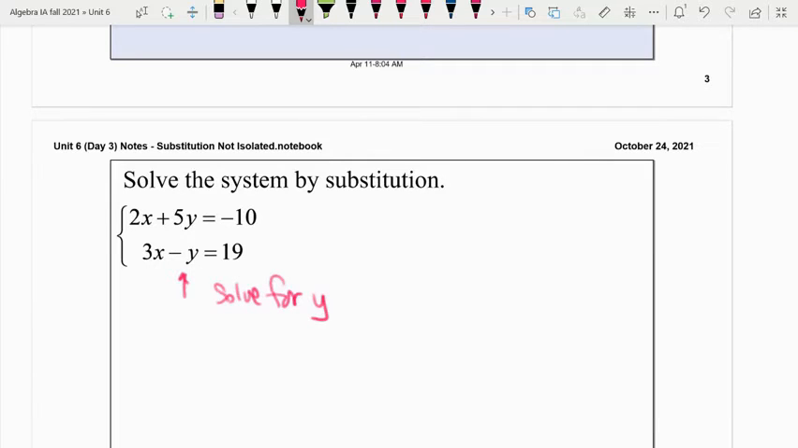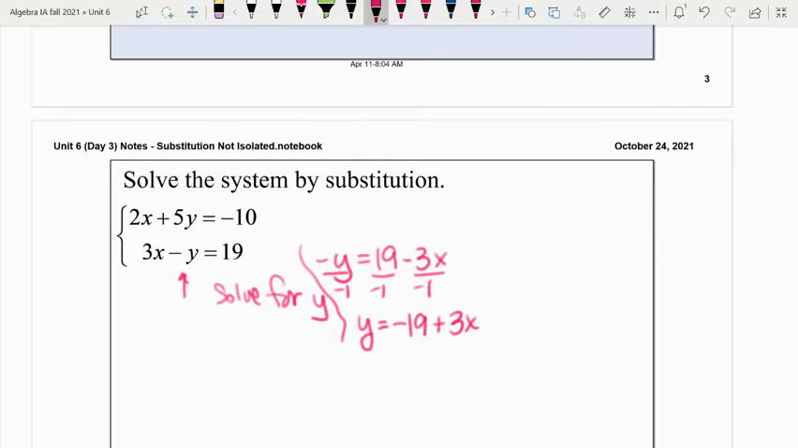I'm going to move the 3x over. So if it's positive 3x, when I move it over, it becomes a negative 3x. So I have negative y equals 19 minus 3x. And I need y by itself, so I'm going to divide everything by negative 1. So y will be negative 19 plus 3x. All right, so then I circle this. This is my y, and I'm going to substitute it in for the y in the other equation.